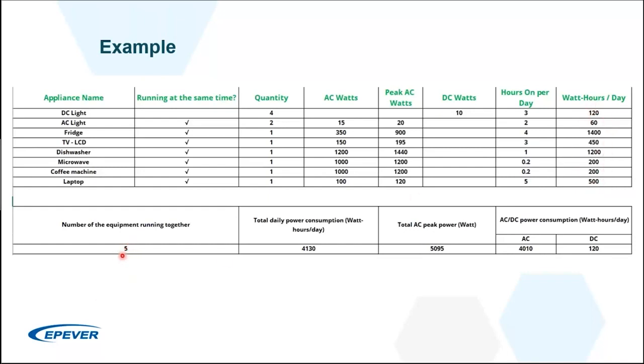So I'm using 5 consumers at the same time together. I'm using a total daily power consumption of 4,130 watts, and the peak power is something like 5,100 watts. I have 4,010 watts of AC power consumption on average per day, and 120 watts of DC per day. So this was the first step of designing my system. I just wrote down what I have, what the wattage of them is, how much I'm using them, and I added them up, and I came to these 2 numbers, the AC and DC consumption on a daily average.